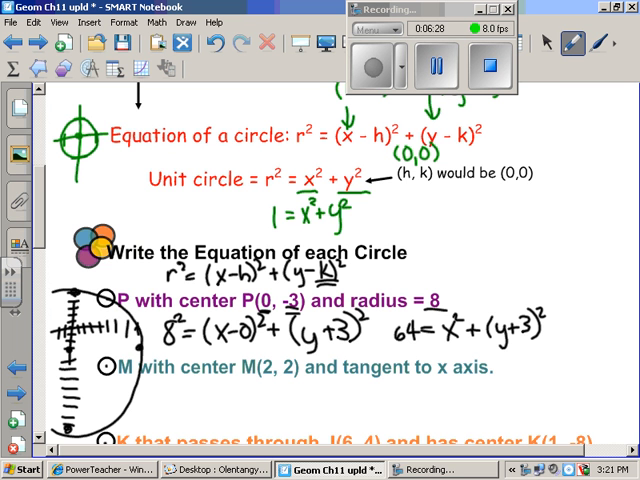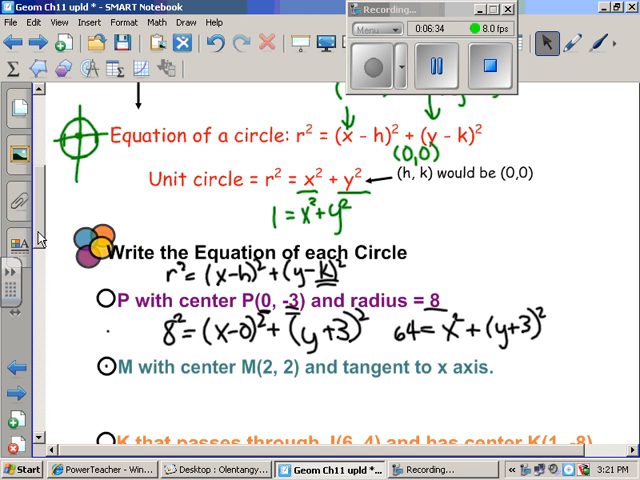All right, let's try another one. Let me move this circle out of here.